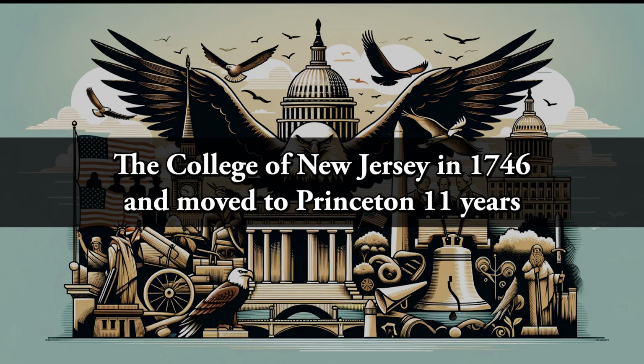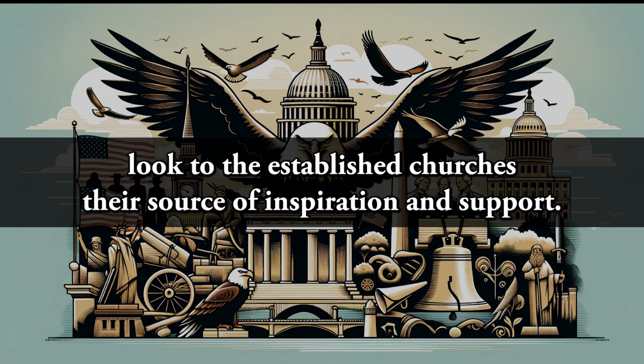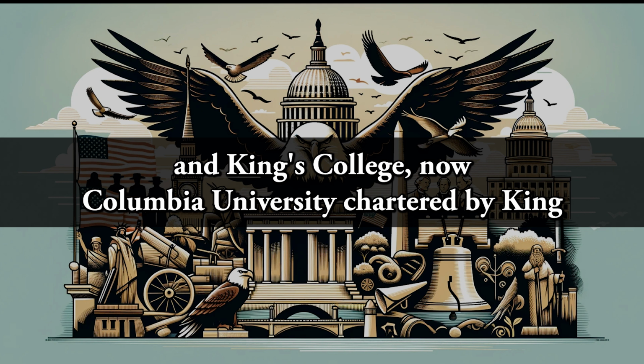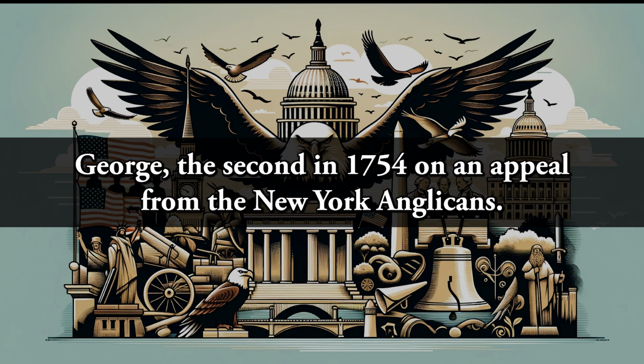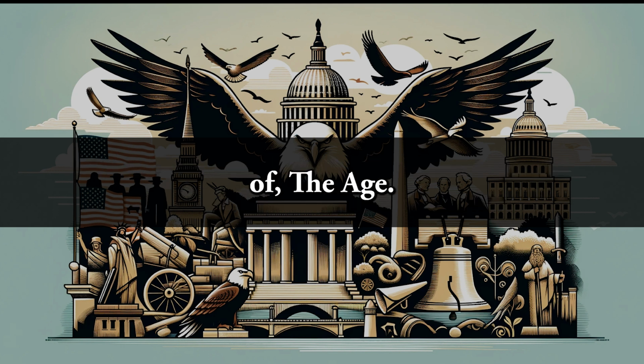The College of New Jersey, organized in 1746 and removed to Princeton 11 years later, was sustained by the Presbyterians. Two colleges looked to the established church as their source of inspiration and support: William and Mary, founded in Virginia in 1693, and King's College, now Columbia University, chartered by King George II in 1754 on an appeal from the New York Anglicans, alarmed at the growth of religious dissent and the republican tendencies of the age.